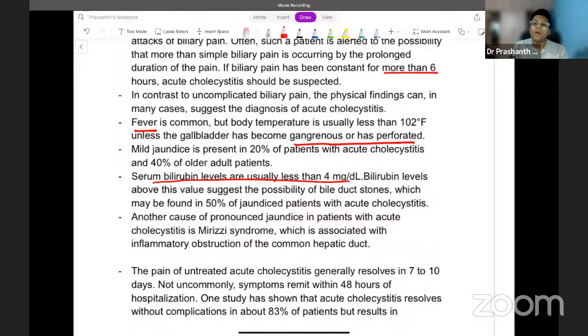Okay. One of the other conditions which can cause a gallbladder stone with the jaundice is Mirizzi syndrome, which is where the stone goes and obstructs the common hepatic duct. There are different grades and also sometimes even associated with fistula formation.